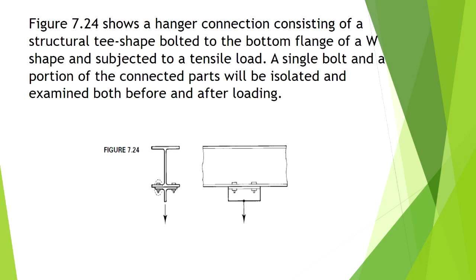Figure 7.24 shows a hanger connection consisting of a structural T-shape bolted to the bottom flange of a W-shape and subjected to a tensile load. A single bolt and a portion of the connected parts will be isolated and examined both before and after loading.